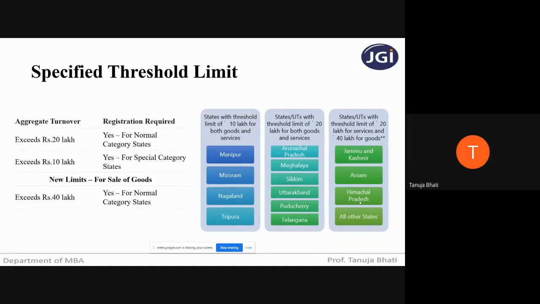Yes, ma'am. Okay. So now this is the specified threshold limit. Now you know what is aggregate turnover, you know what is specified threshold limit. Then our question is, who is required to take registration under GST? Simple answer is all the persons who are providing goods or services, whose aggregate turnover exceeds the specified threshold limit in a financial year.